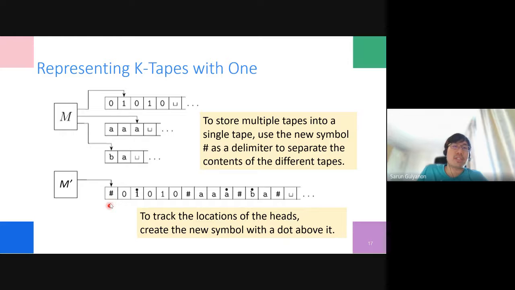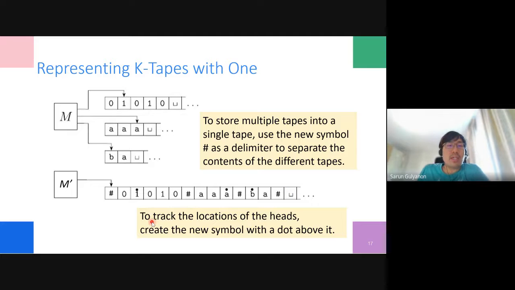For example, here you see for the first one, 01010, that is the content of the first tape, and then you put the sharp sign, followed by AAA, which is the content of the second tape, another sharp sign, and then BA, and then a sharp sign. So yes, you can represent multiple tapes using a single tape, but it will make your life much more complex. But here, just for the sake of the proof, it is possible.